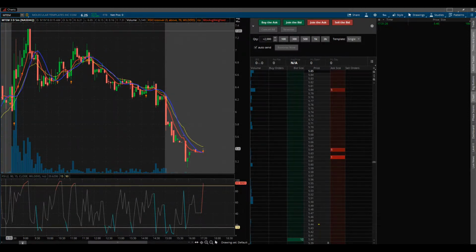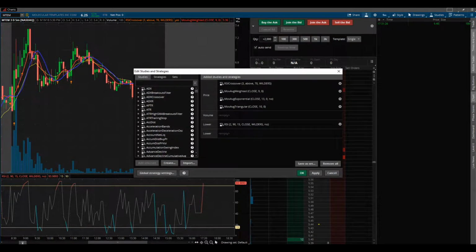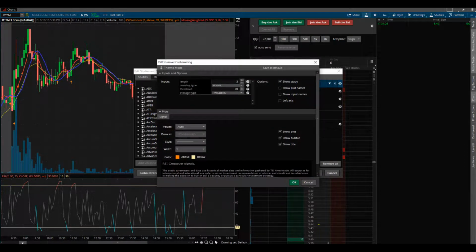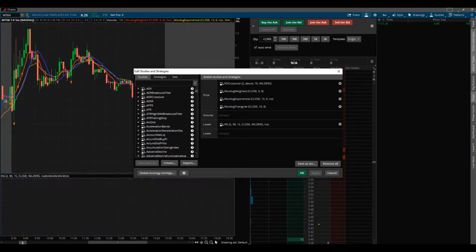Anyway, so let's look at our studies real quick. As you can see, we've got four things going on here. We got an RSI crossover. Okay, we got it set to, let's get into the settings. We have a length of 3, threshold of 70, and we're going above, right? So as RSI comes up, we cross over and we get an orange indicator. So let's look at that on the chart real quick.